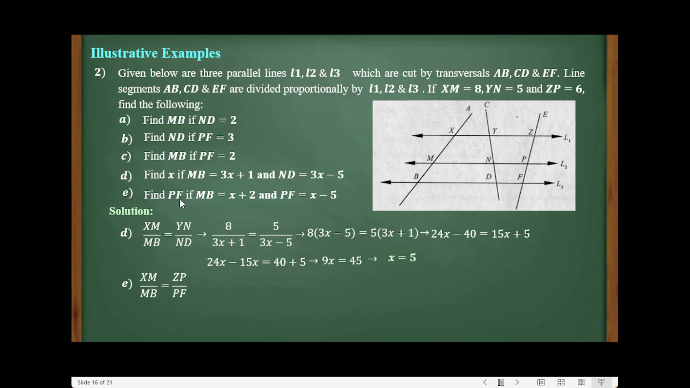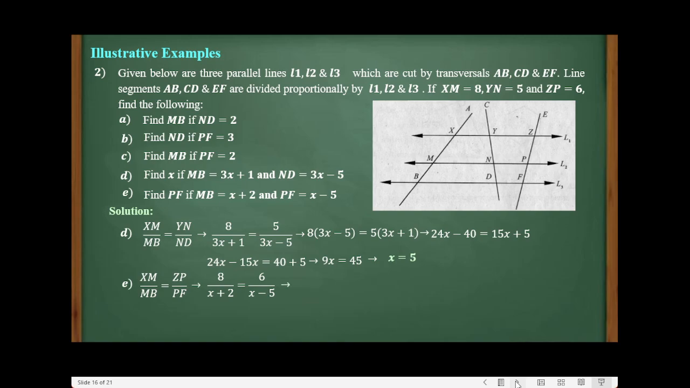These are the givens. The right proportion for letter E is XM over MB is equal to ZP over PF, taken from these two transversals. Then substitute the given lengths. XM is 8, then MB is x plus 2, while ZP is 6, and PF is replaced by x minus 5. The resulting equation can be solved for x.